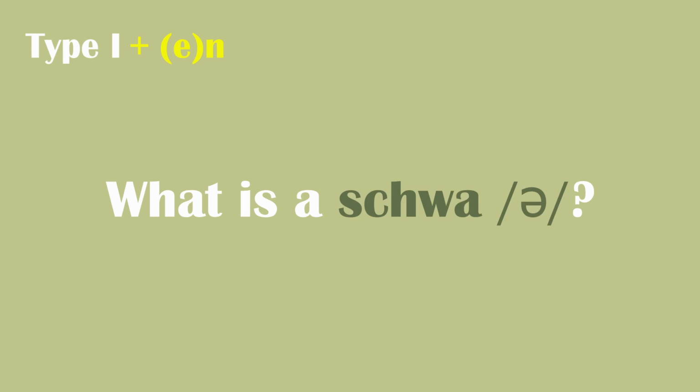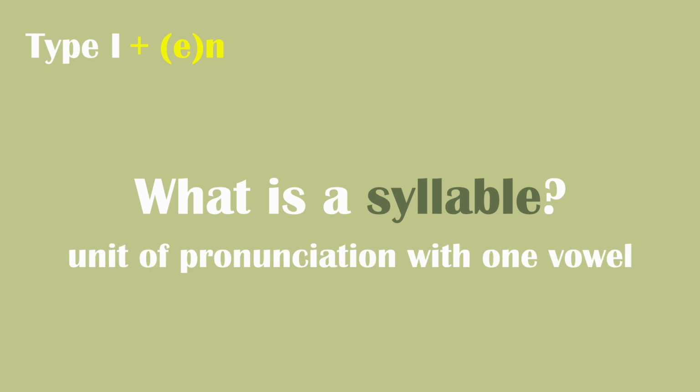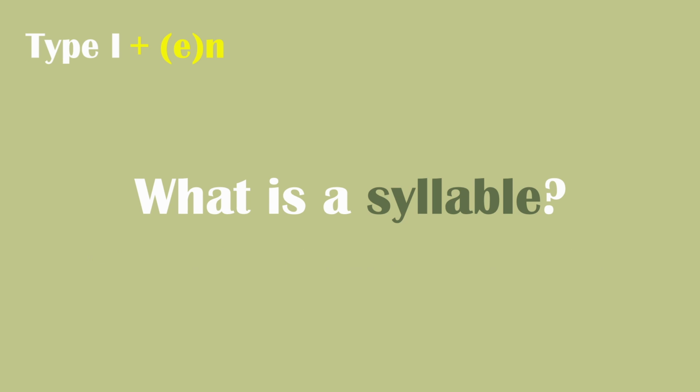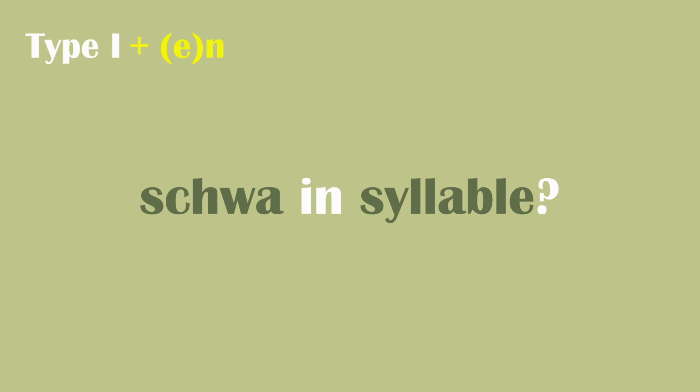A schwa sound is essentially an unstressed neutral vowel. It sounds something like uh. A syllable is a unit of pronunciation that has one vowel. You might remember as a kid, you'd find out how many syllables there are in a word by clapping. Rainbow, water. Let's apply these 2 pieces of information to German.